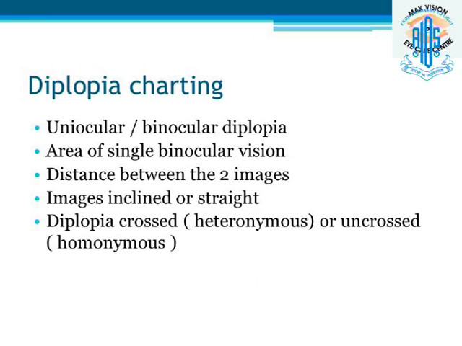It lets us know whether the diplopia is uniocular or binocular. It gives us the area of binocular single vision. We measure the distance between the two images. Images can be inclined or straight, showing cyclo deviation or a vertical or a horizontal squint. Diplopia can be crossed or uncrossed.